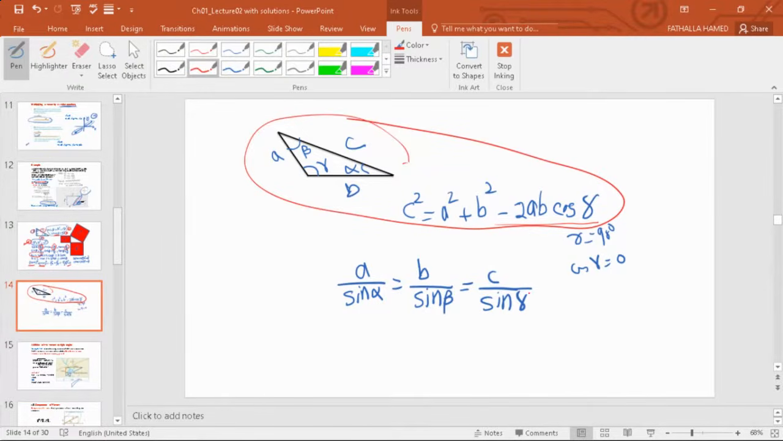And then there is another rule which we call the law of sines, where you take A, which is opposite to alpha: A over sine alpha equals B over sine beta equals C over sine gamma, and this is known as the law of sines.